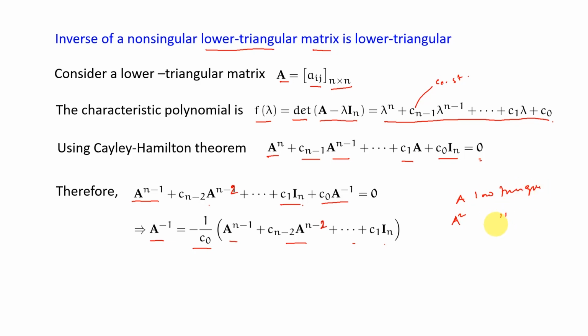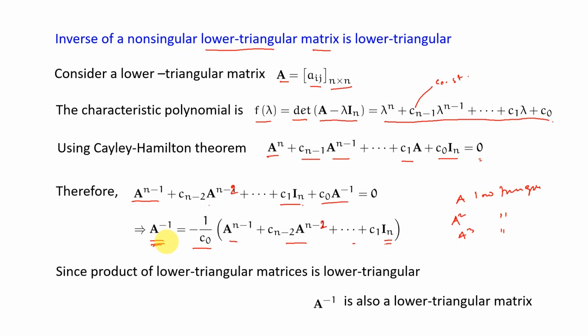That means A square is also lower triangular, A cube is also lower triangular, etc. So all the matrices that you see here are lower triangular, and at the end this I is, of course, the identity matrix, so it has 1 on the diagonal, otherwise it is 0. Overall, it's very clear that A inverse is also a lower triangular matrix. So this cleans up the points that we made before, that the product of lower triangular matrices is a lower triangular matrix and the inverse of a lower triangular matrix is a lower triangular matrix. We can now see how that happens.